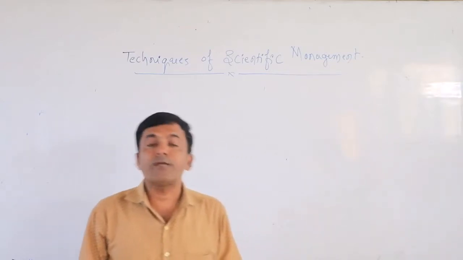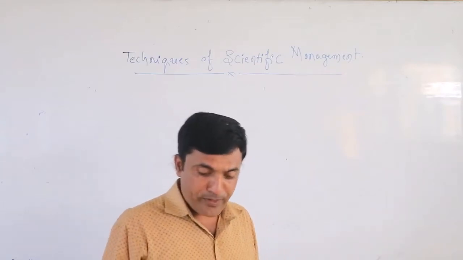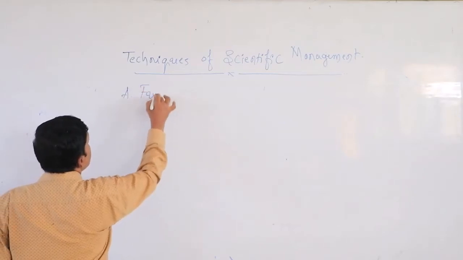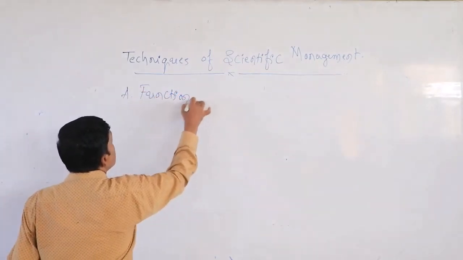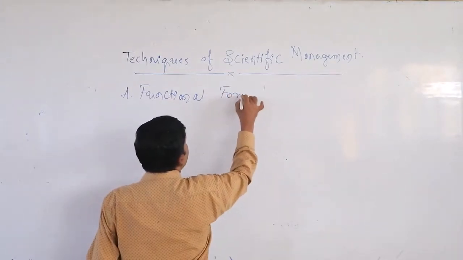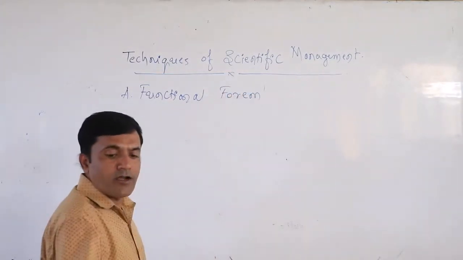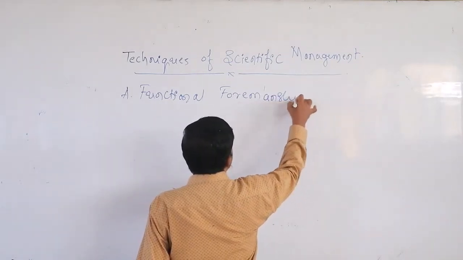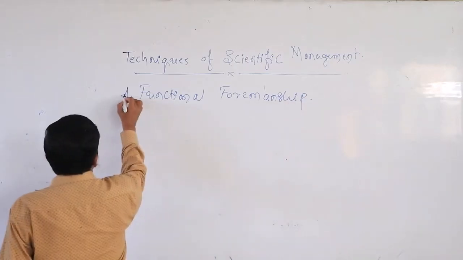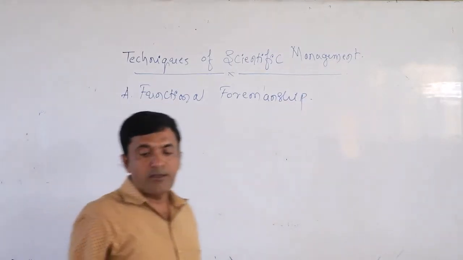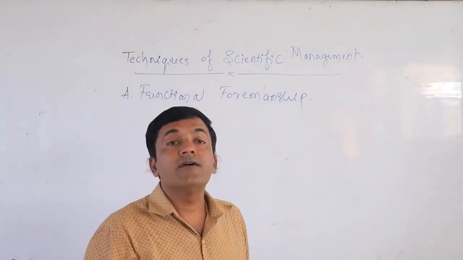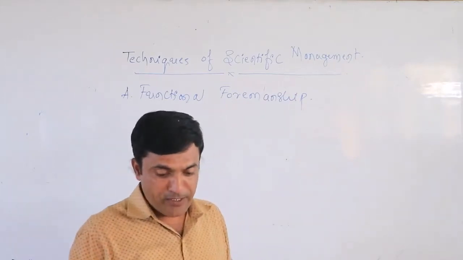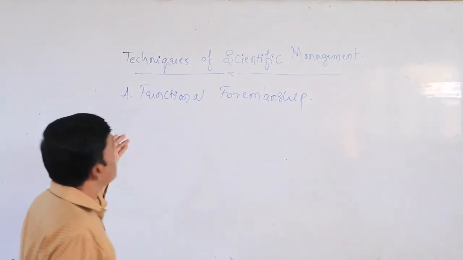So functional foremanship, under the head functional foremanship. This is the first technique which is given by the father of scientific management. Who is he? This one, F.W. Taylor.